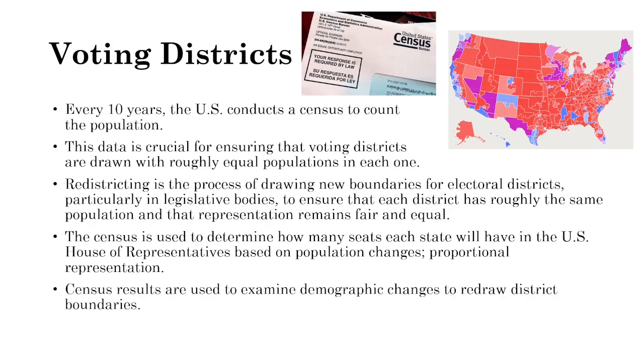Census results are used to examine demographic changes, and they're used to redraw district boundaries through redistricting. That's a key term. Population growth leads to smaller districts, but a lot more districts within a state, and vice versa. With population decline, we're going to look at larger districts, and of course, these larger districts may take up an entire state, as we see here with North and South Dakota.